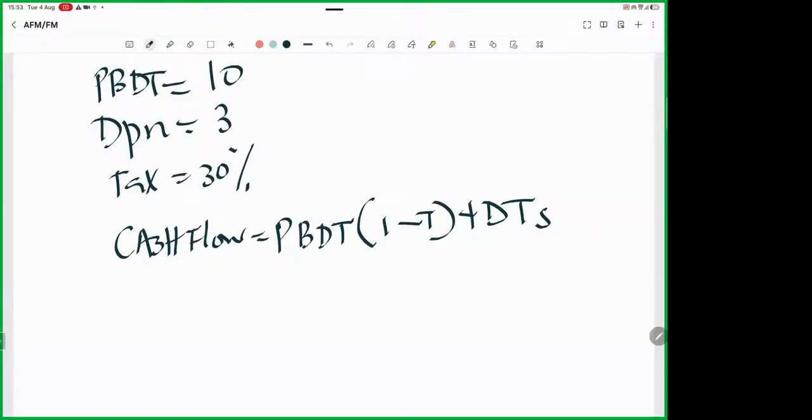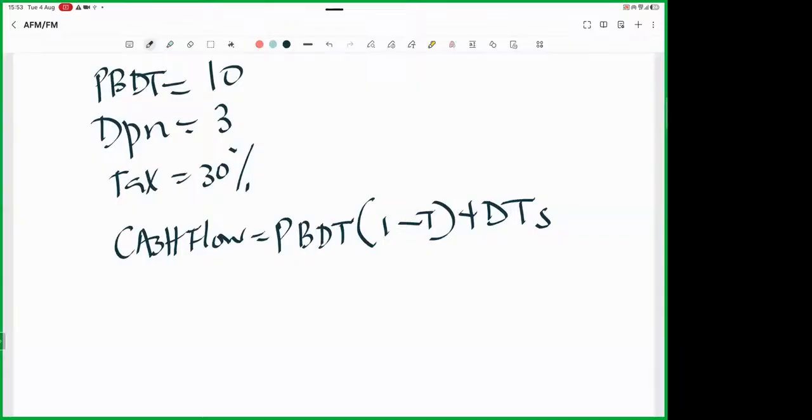Please write this in full. This is the best method. You take profit before depreciation and tax, then you take away tax by multiplying this by 1 minus the tax rate. And then you add the depreciation tax shield.